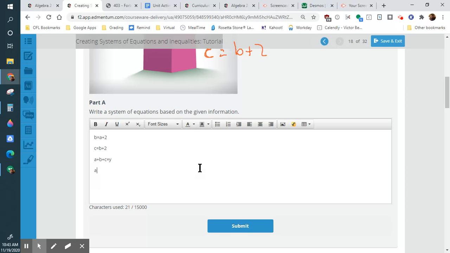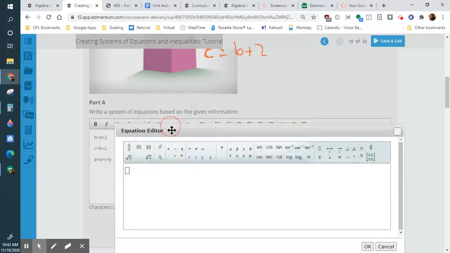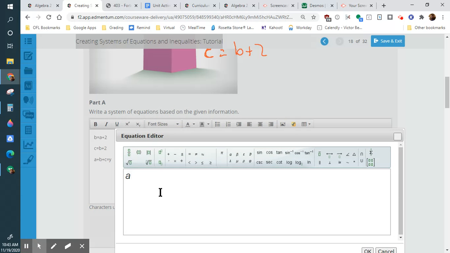So I'm going to say something like A. You have to use the equation editor for this, apparently. I'm going to say something like A cubed, length times width times height. It's a cube, so the length, width, and height are all the same. So that's why I'm doing cube. Plus B cubed plus C cubed equals 24 times Y. So right now they're just having us set it up.